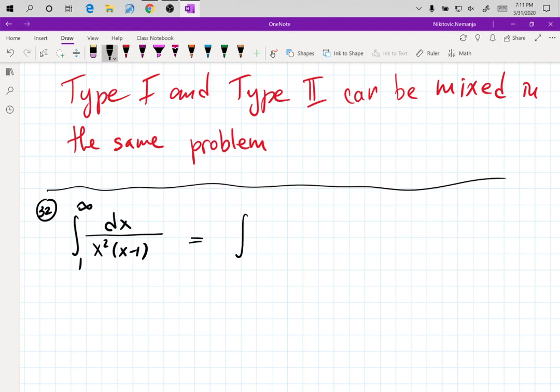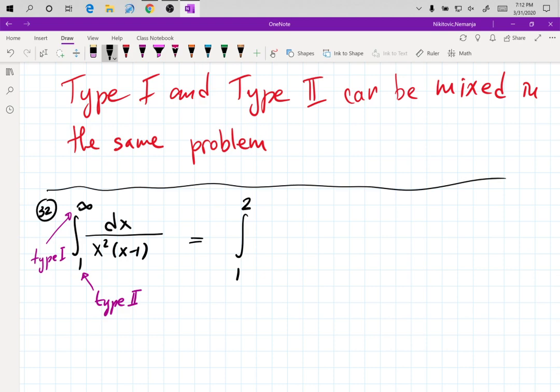I'm going to break this integral at 2 because we do have a problem at 1. Let me write it this way. Type 1 and type 2. So we have both types. And because I have to use two limits, I better break it into two integrals.